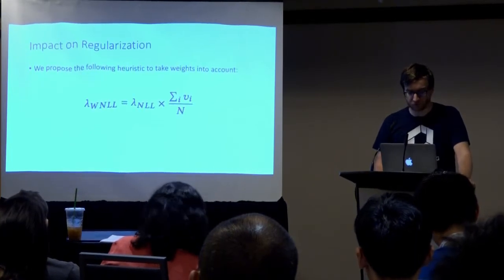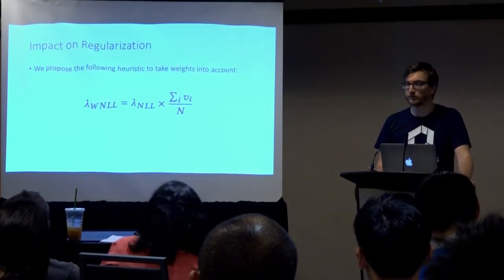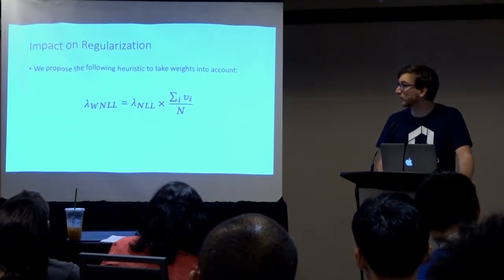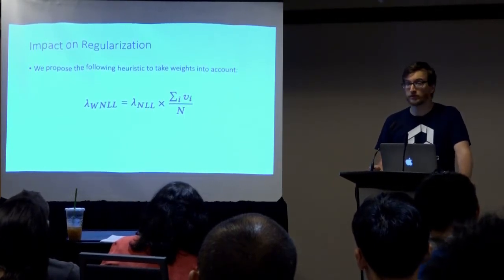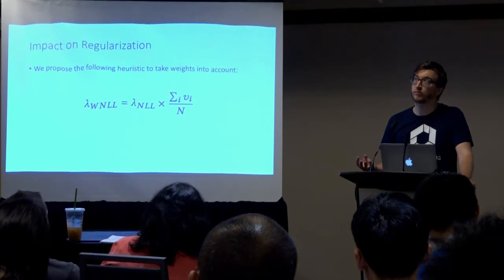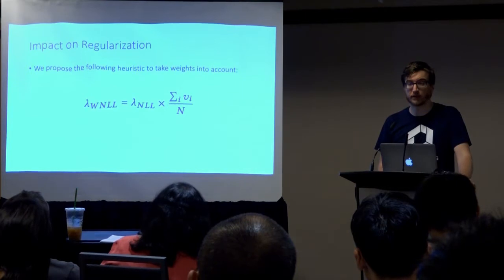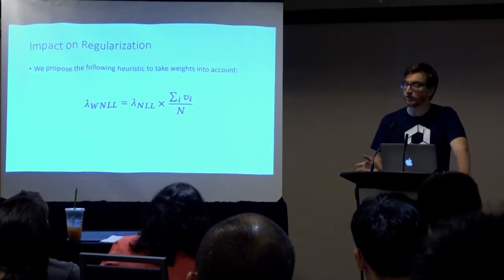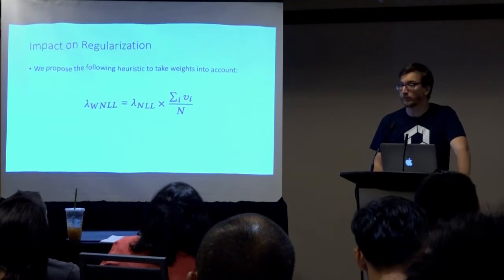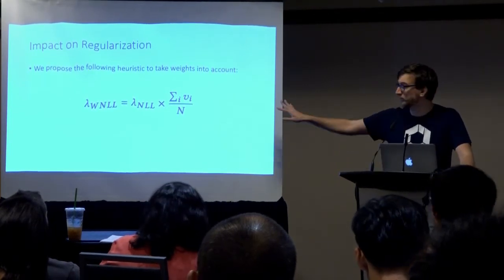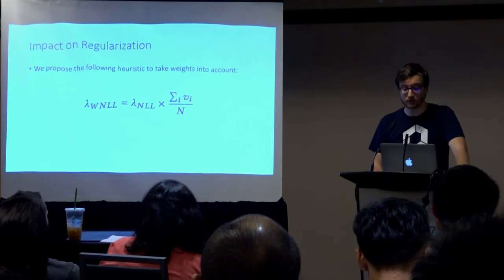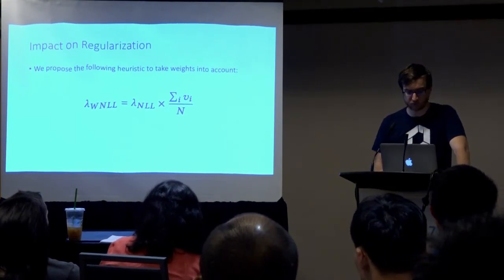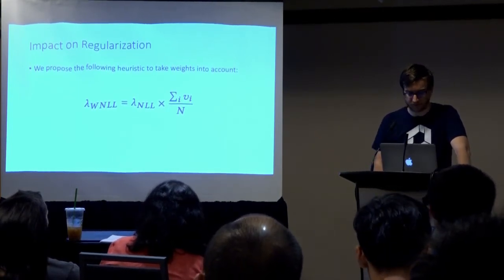And then one aspect we do need to be careful about is the impact it has on regularization, because now, in our previous model, the previous logistic regression model, we have a lambda that controls the regularization, and here I assume L2 regularization, but we have to change this value, taking the weights into account. So we propose this heuristic to automatically compute it, and I'll go into some results showing that this is actually a reasonable heuristic.